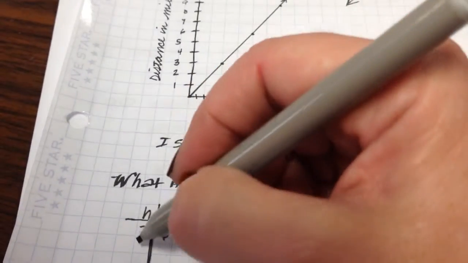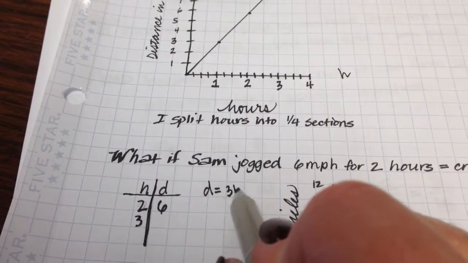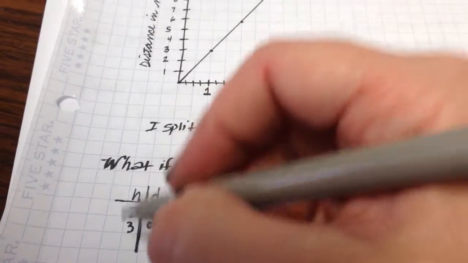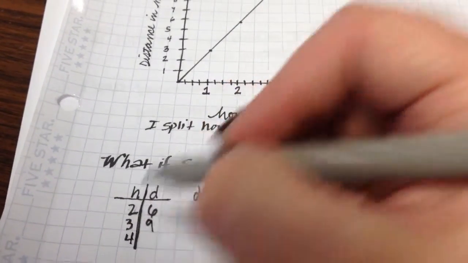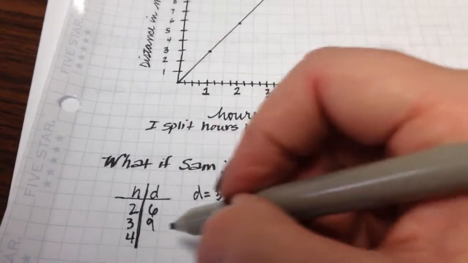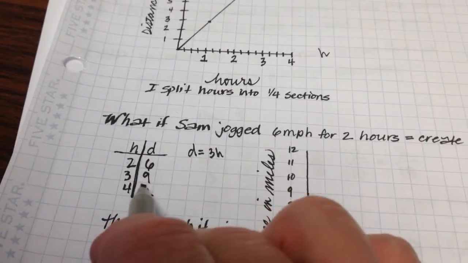All right, so what if we did this for 3 hours? Well, 3 hours times 3 would be the distance of 9. What if he could do it for 4 hours? Oh, he'd be a champ. 4 times 3 is 12. That would be 12 miles. Oh my goodness. Okay, so let's graph this.